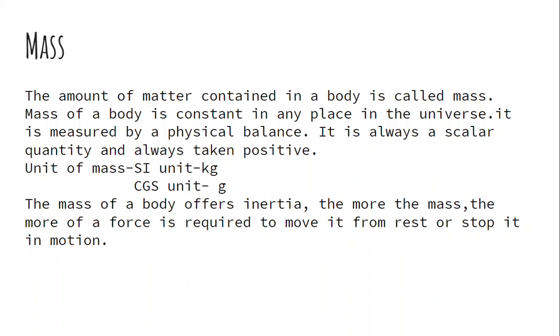So mass is the amount of matter contained in a body, and the mass of a body is constant in any place in the universe, be it on Earth, Sun, Moon, Jupiter, Mercury, Mars, wherever you go. It is measured by a physical balance, and it is a scalar quantity, thus always positive. The SI unit of mass is kg and the CGS unit is grams. The mass of a body offers inertia because the more the mass, a greater force is needed to move it from rest or stop it in motion.